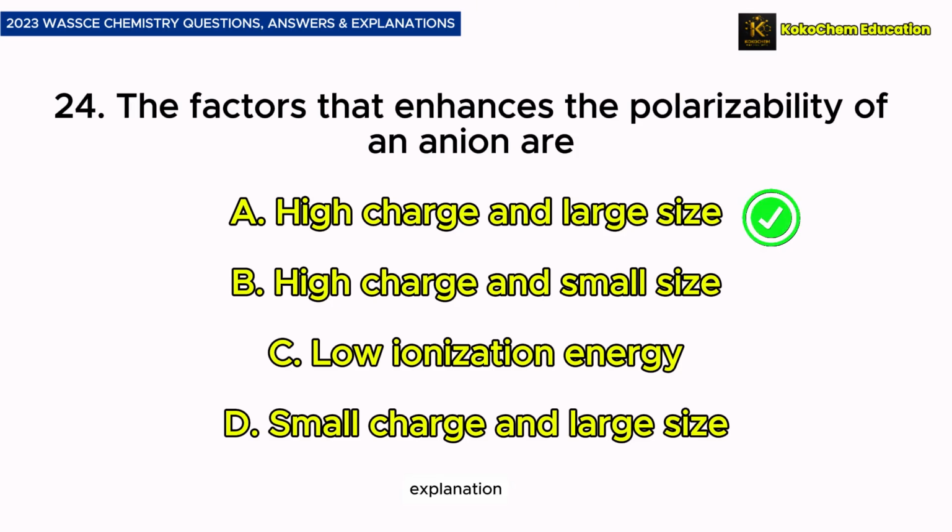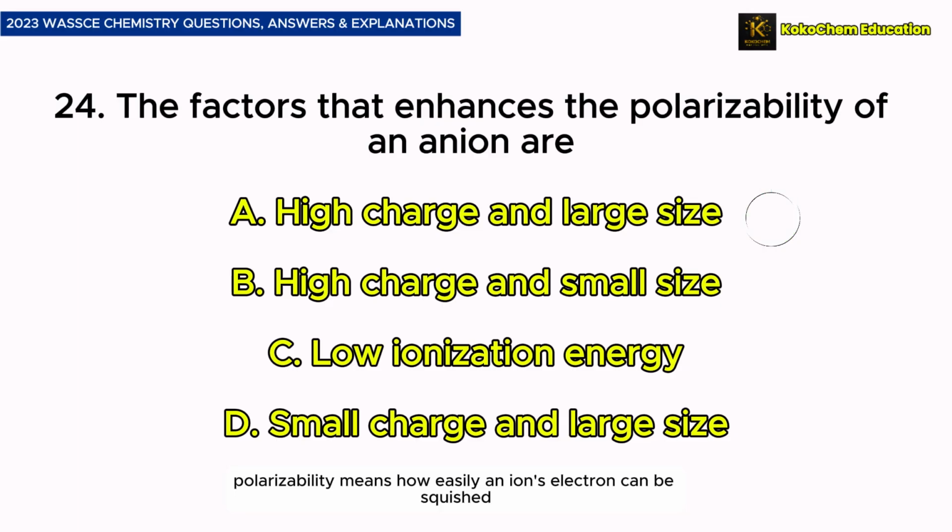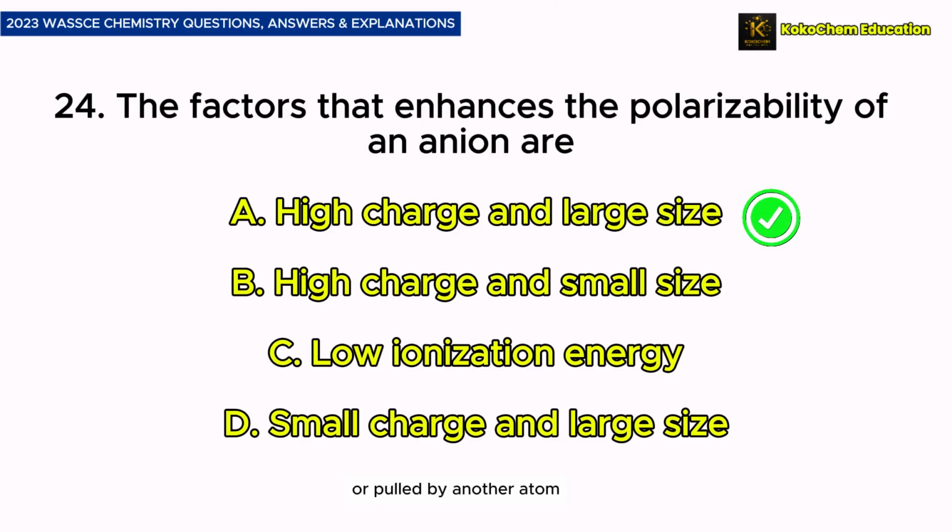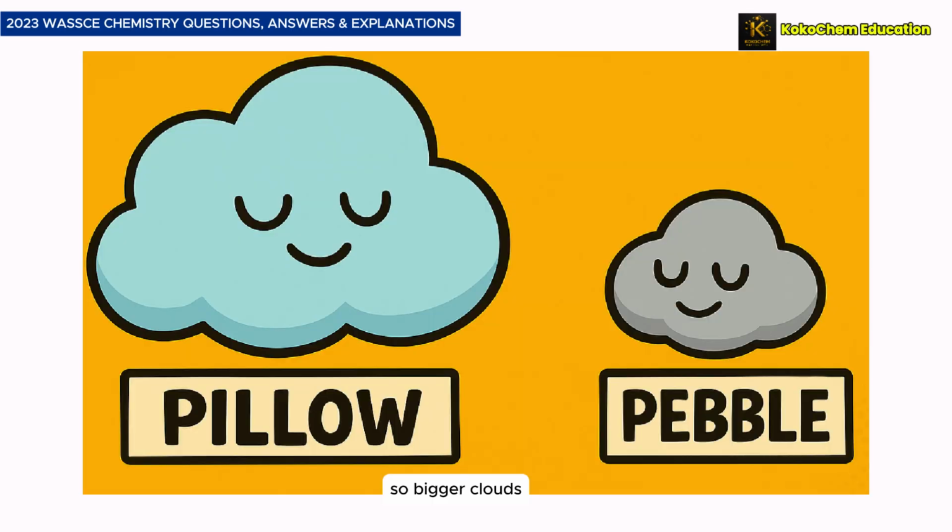Explanation. Polarizability means how easily an ion's electron cloud can be squished or pulled by another atom. So bigger clouds, aka larger ions, and higher charges mean more distortion. Think of it like a big pillow. If you have a big pillow, pillows are easier to squeeze than a rock or a stone.